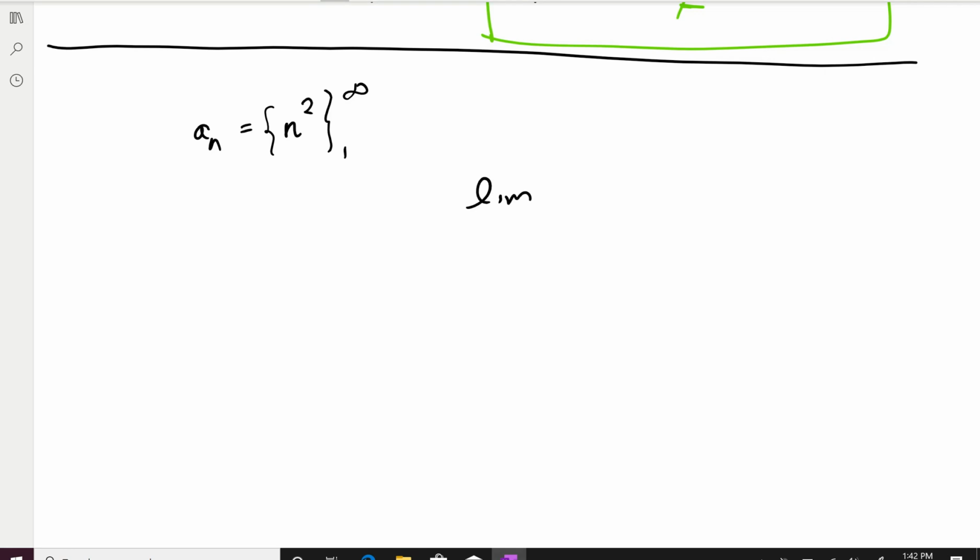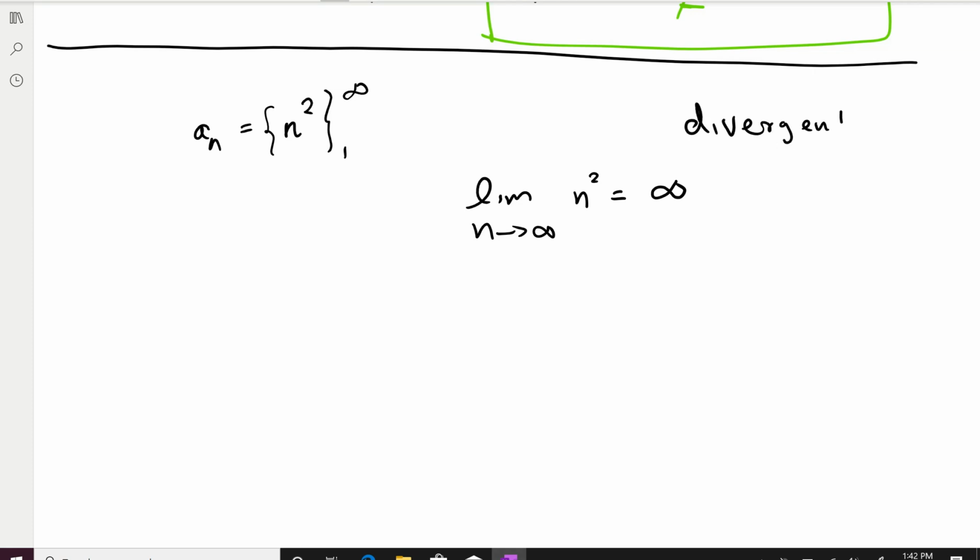If you take the limit when n goes to infinity of n squared, when n becomes large, n squared becomes even larger, right? So eventually the sequence goes to infinity. The limit of this sequence is infinity. Now, infinity is not a real number. Because of that, this sequence is divergent.